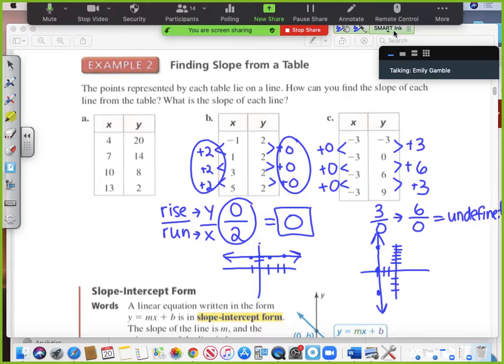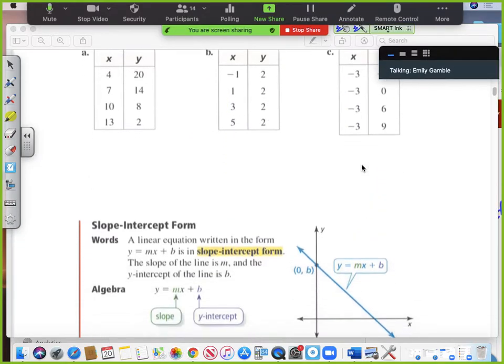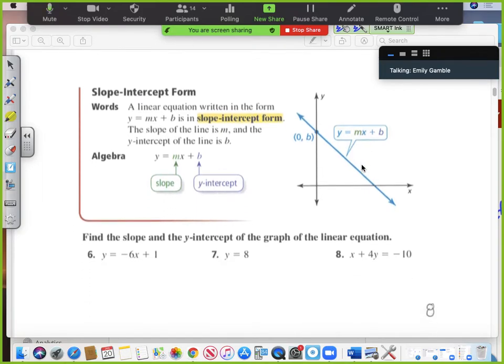The last thing for today is just a recap on slope-intercept form. We did take a quiz on this. We should already know what this form looks like and how to use it. But a linear equation can be written in the form y equals mx plus b, where the slope of the line is the variable m and b is the y-intercept.